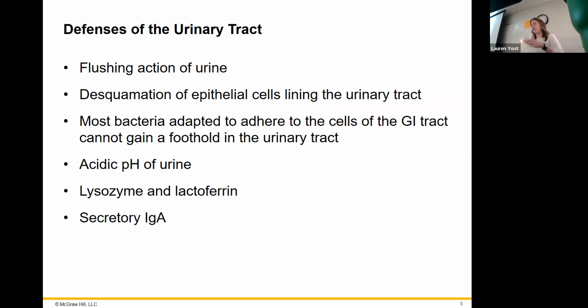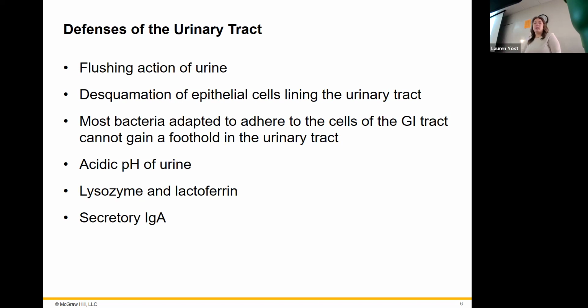Desquamation means removal of cells, basically just shedding cells. Most bacteria adapted to adhere to cells of the GI tract can't gain a foothold because of the flushing. So they usually need something that helps them hang on better, which we're going to get to in a moment with E. coli. E. coli is not made for this. It's from the GI tract. It can't make it in the urinary tract. So we have that diffusely adherent special kind of E. coli that is going to be associated with urinary tract infections.